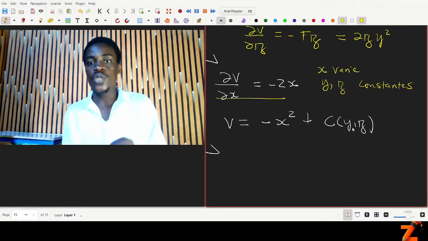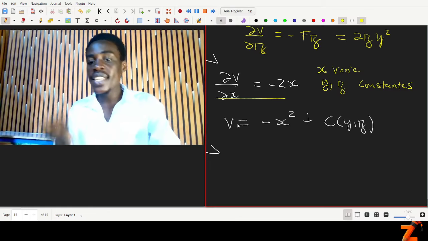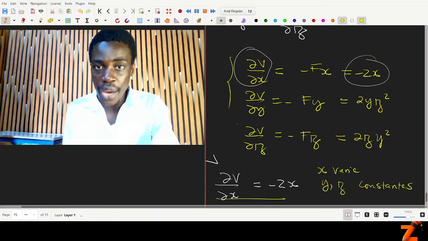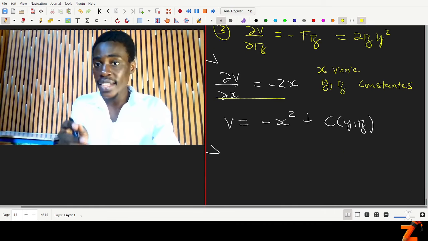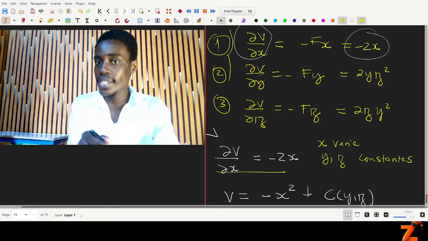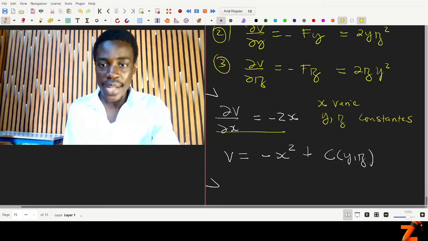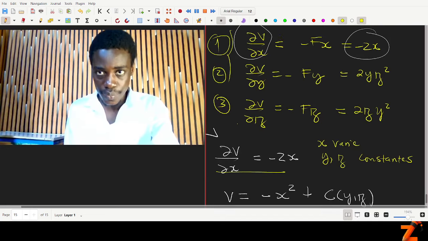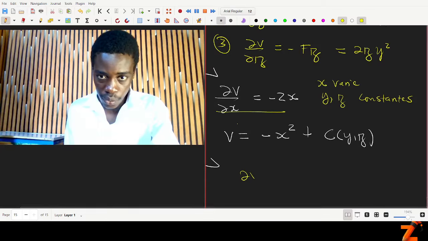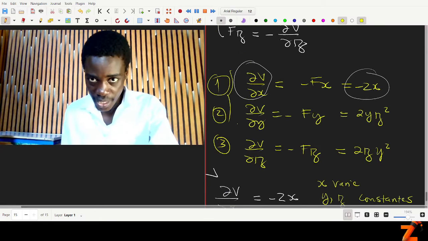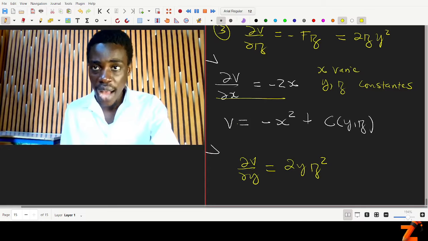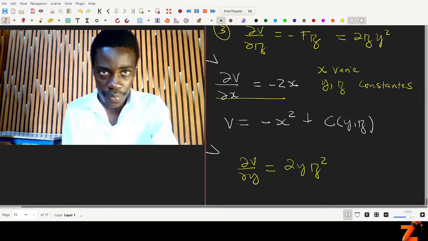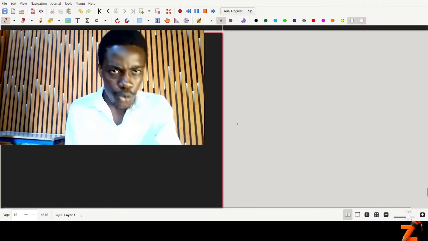So the method is what now? You replace the function v in the second equality. You know, here you have 1, 2, and 3 equalities. The function you find, you replace it in the second equality. So I will write the second equality: the derivative of v with respect to y is equal to 2yz squared.